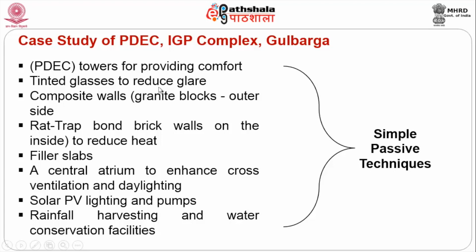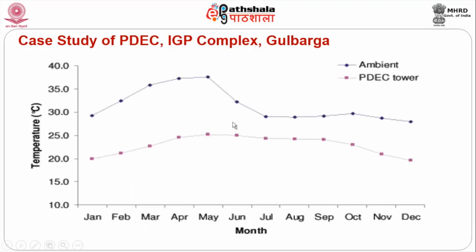The other simple passive design aspects of this building are tinted glasses to reduce glare, composite walls made up of granite blocks on the outer side, rat trap bond brick walls on the inside. Rat trap bond has air gaps inside and therefore it reduces heat intake. There are filler slabs, a central atrium to enhance cross ventilation and daylighting, solar PV lighting and pumps are used, rainfall harvesting and water conservation facilities are also incorporated on the site of the IGP complex.